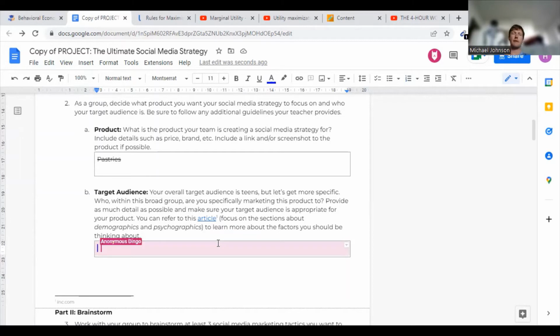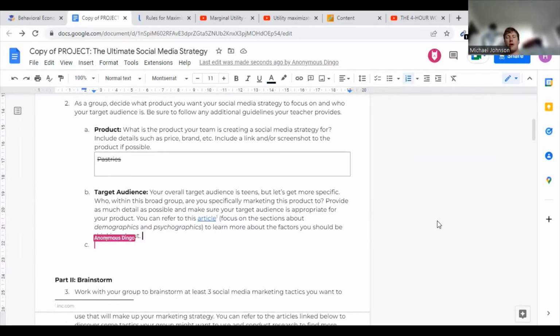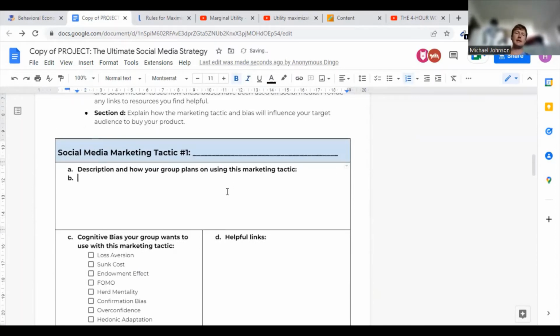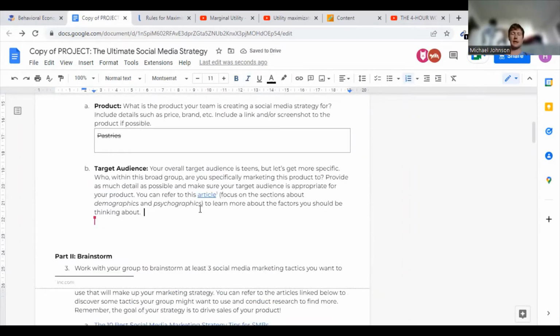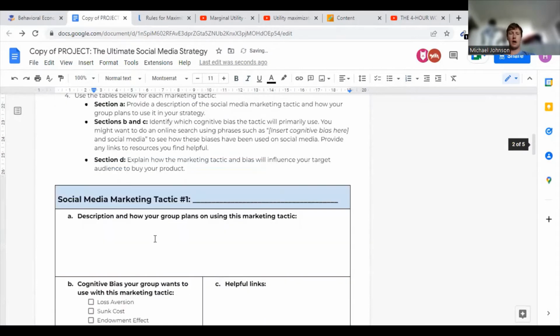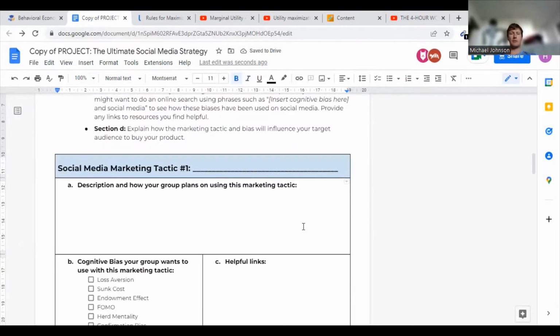For your target audience, you can figure out who likes pastries. You go to Statistics Canada or some stats website, and figure out the types of people that like pastries: if they're older or younger, what their age is, what their income level is, what their education level is. Look at that and then figure out how you would promote your product towards them. Let's say it's millennials, 18 to 25-year-olds. How would you market to 18 to 25-year-olds? What would be the best way to market to them?